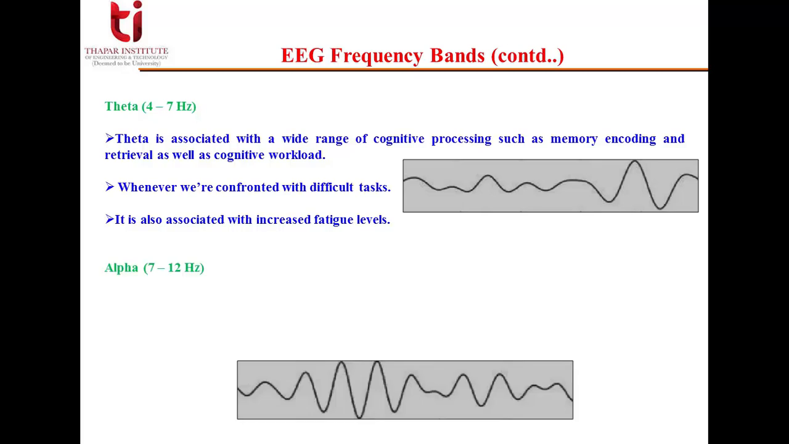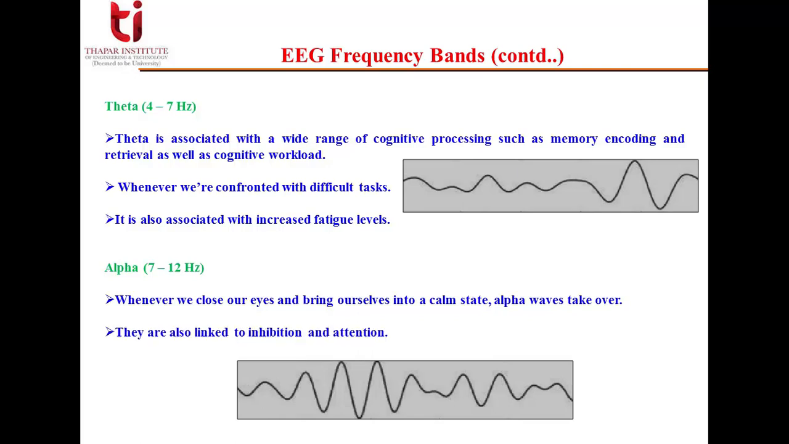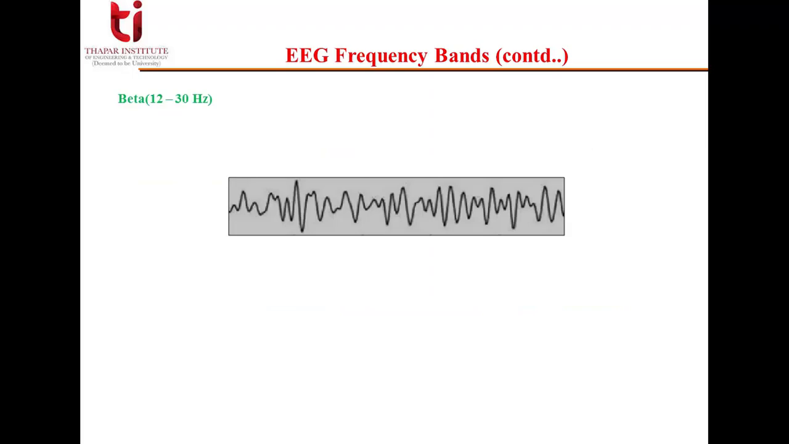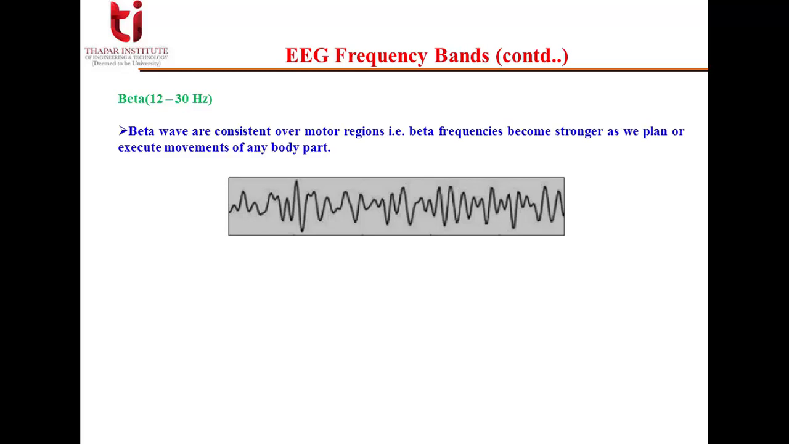Next are the alpha waves, which correspond to the band of 7 to 12 Hz. Whenever we close our eyes and bring ourselves into a calm state, alpha waves take over. They are also linked to inhibition and attention. Next are the beta waves, which correspond to the region of 12 to 30 Hz. They are consistent for motor regions, that means beta frequencies become stronger as we plan or execute movements of any body part.